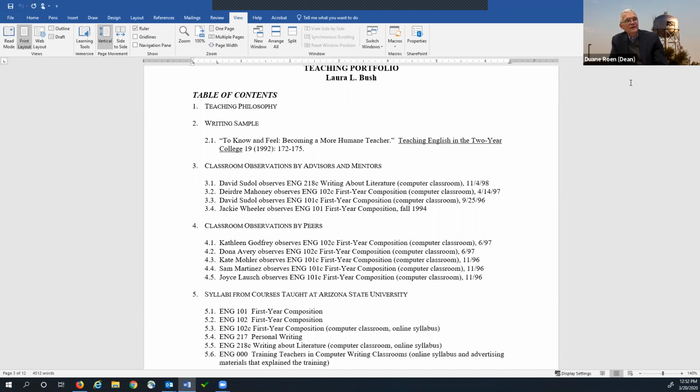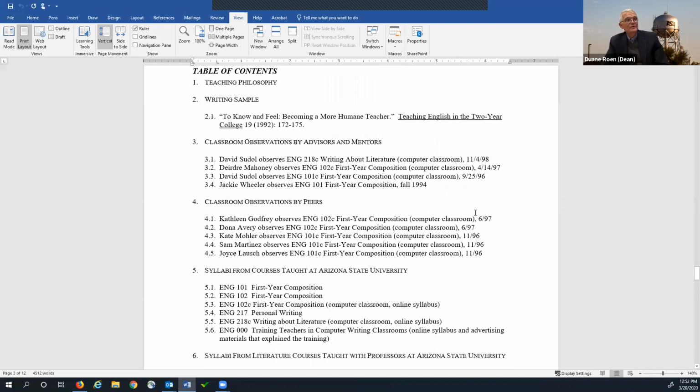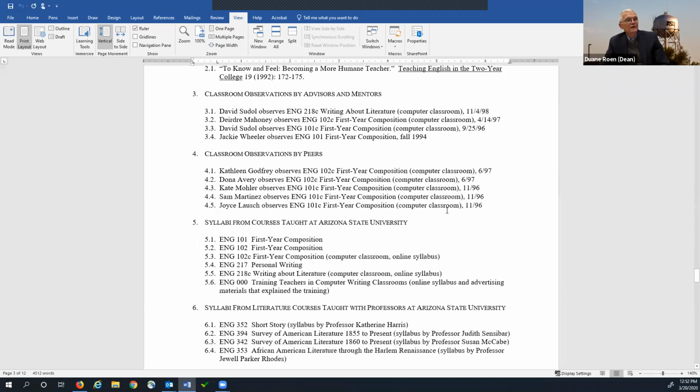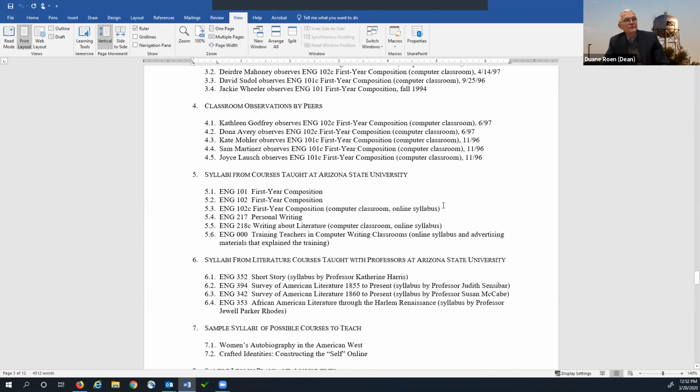But here was this article about her work in the classroom, and she published it in a journal that's clearly focused on teaching. So that shows a commitment to teaching. All I have to see is that bibliographic entry, and I see that commitment. Then she has classroom observations by advisors and mentors. These were faculty in the college. And then number 4, classroom observations by peers. Those were fellow graduate students going through the program with her. They visited each other's classrooms all the time.